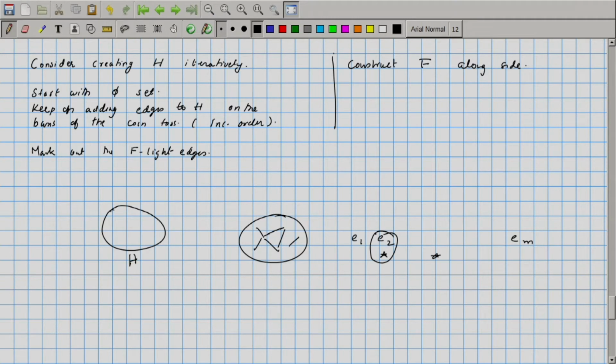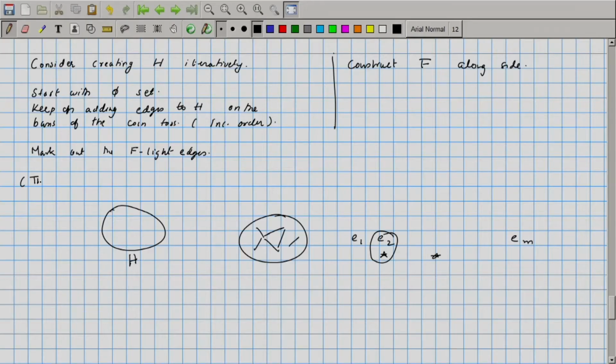Now, these light edges, whatever I mark as light edges, need not be present in F. They would be present only if the coin toss was successful. While we are constructing H, we said toss the coin, keep on adding to H. But we will just mark out an edge. So, we could just reverse the order in which these things are being done.